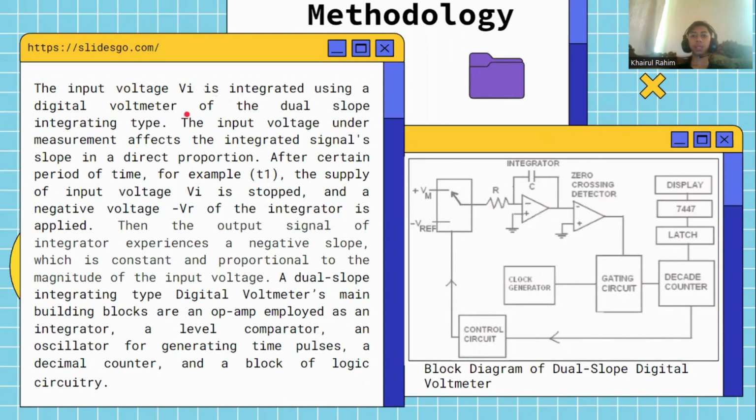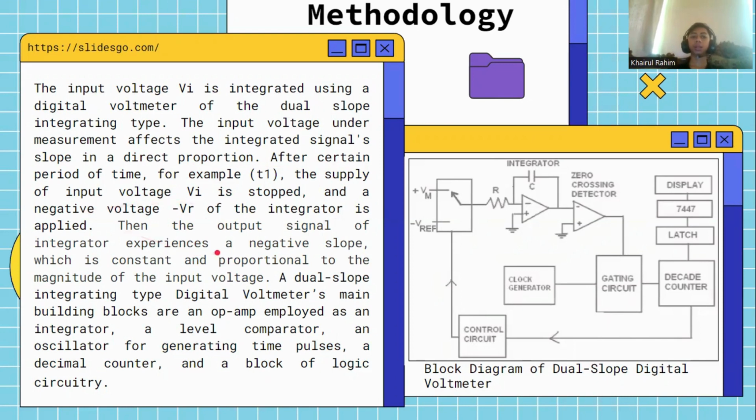After that, the input voltage under measurement will affect the integrated signal slope in a direct proportion. So in simple terms, the input voltage Vi that we want to measure will affect the integrated signal. After a certain period of time, for example, we choose T1, the supply of input voltage Vi is stopped and a negative VR of the integrator is applied. So in simple words, when we reach a certain time, the Vi will turn off and the negative VR will turn on.